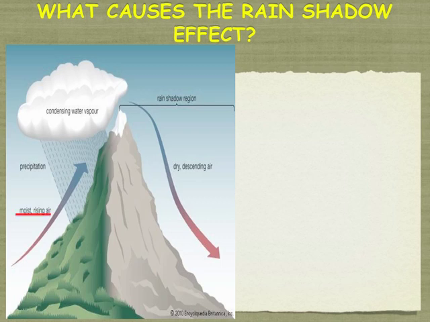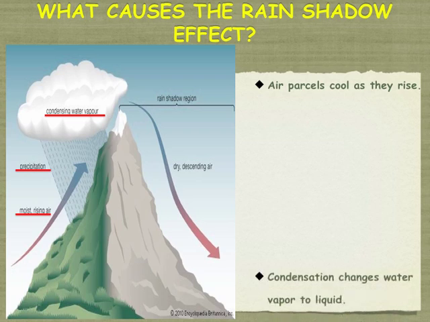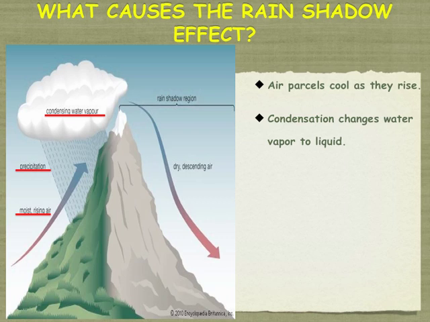As the air parcels rise above the mountains, their temperature decreases. The cooler air parcels cannot hold on to as much moisture. Cooler air temperatures cause the water in the parcels to change from vapor to liquid in a process known as condensation. Condensation can produce both cloud formation and precipitation. This occurs on the windward side of mountains.